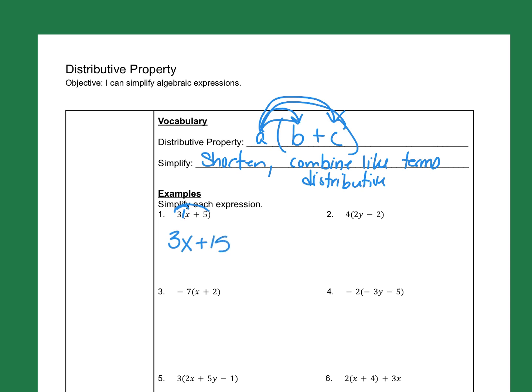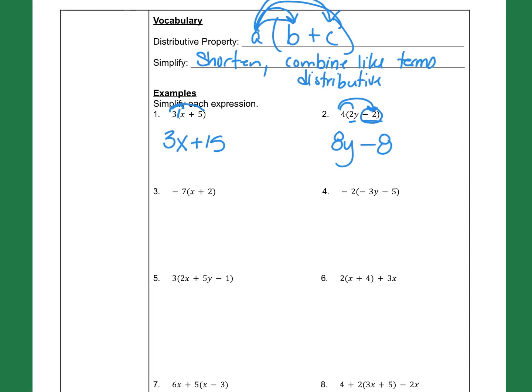In number 2, I have a 4 outside, and a 2y and a negative 2, because again that sign goes with the number. So 4 times 2y, 4 times 2 is 8, and it has the y attached to it. And then 4 times negative 2 is negative 8. Number 3, we have an x, which is really a 1x, and a positive 2. So we're taking negative 7 times 1x. Negative 7 times 1 is negative 7, and it has the x attached to it. And then negative 7 times a positive 2 is a negative 14.